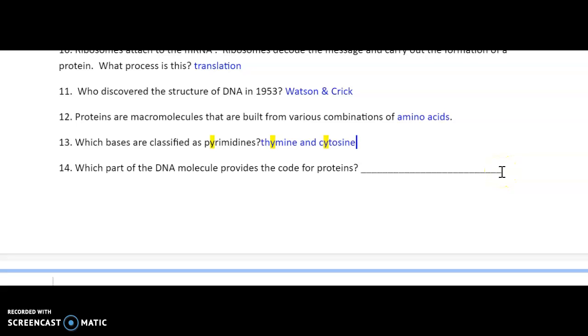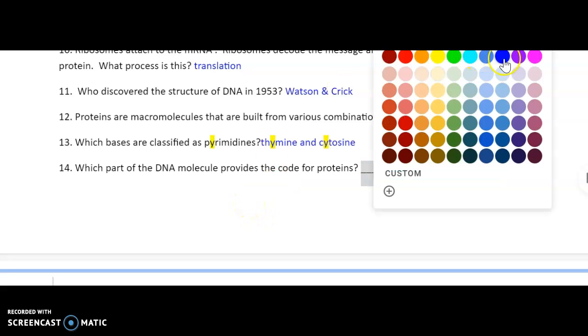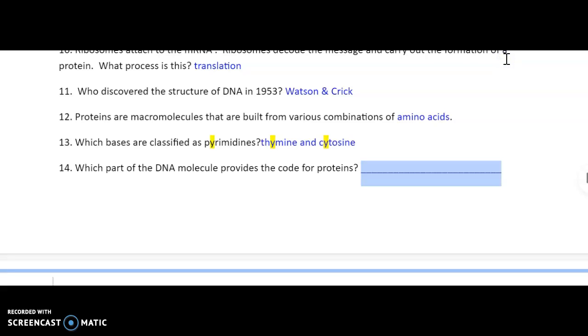Number 14 says, which part of the DNA molecule provides the code for the proteins? Our molecules, nucleotides, have sugars, phosphates, and bases. That's the 3 main parts of the nucleotide, the 3 main parts of the DNA molecule. It's the bases that provide the code for making those proteins. Adenine, guanine, thymine, and cytosine. Those are what are going to code for the proteins.